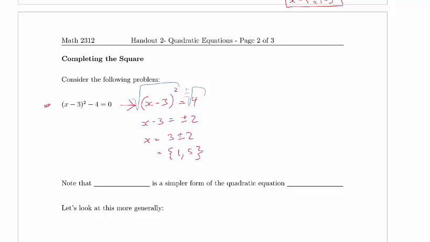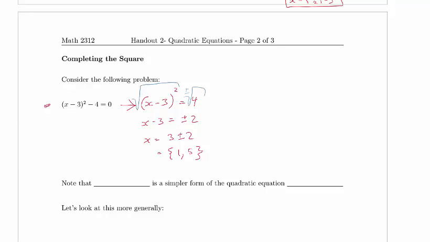Note, once it's in this form, how simple things are to work. This is going to be the goal when we're working with general quadratic equations: to get something that is akin to this formula here. So we want to look at this in the more general sense.